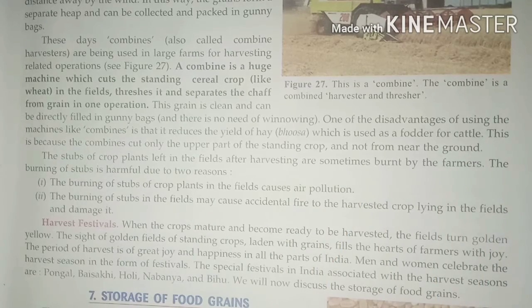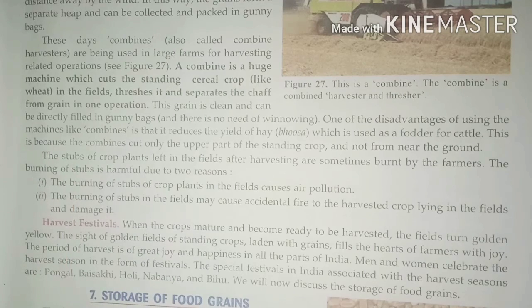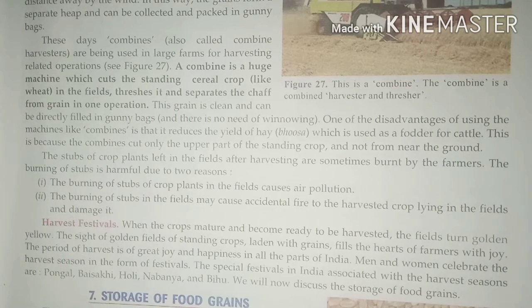The stubs of crop plants are left in the field after harvesting and are sometimes burnt by the farmer. Stubs means the part of the plant that is left in the field after harvesting the crops, and sometimes it is burnt by the farmer. The burning of stubs is harmful due to two reasons.